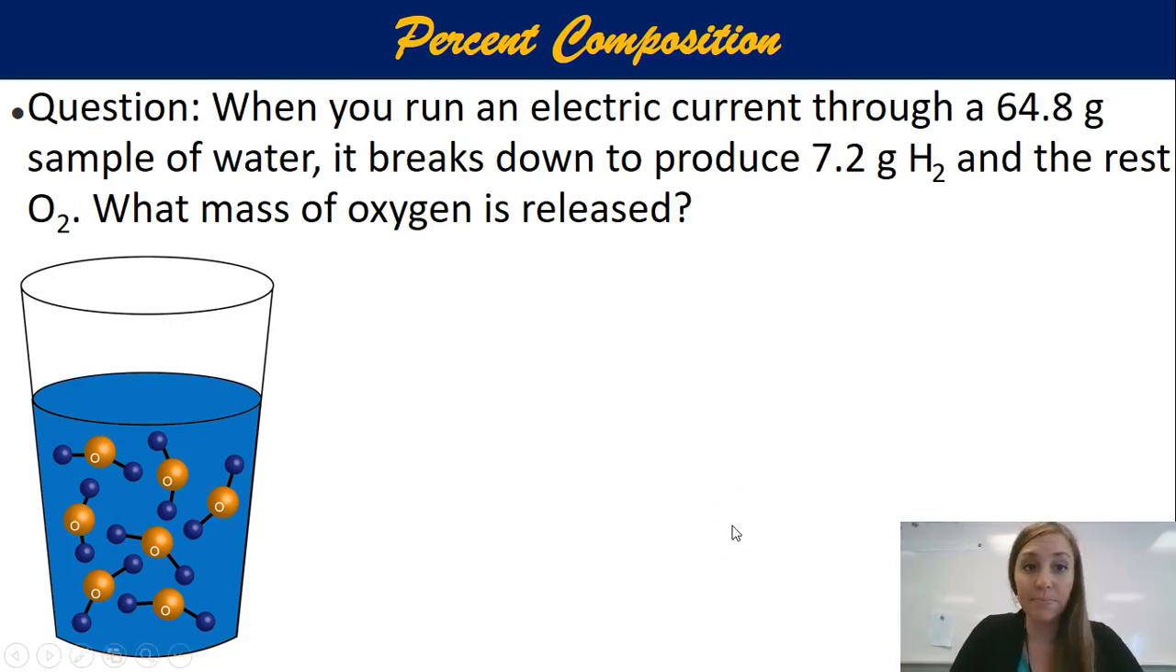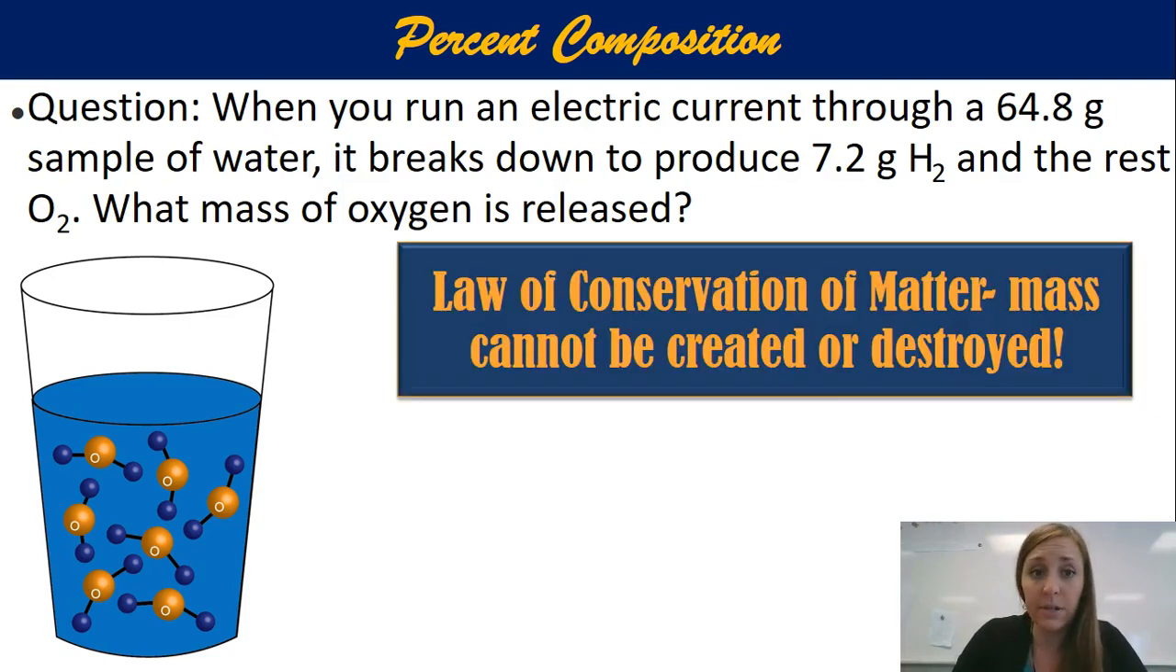So here's a sample problem. When you run an electric current, which I don't recommend doing, by the way, through 64.8 grams of water, it breaks down and it makes 7.2 grams of hydrogen and the rest oxygen. So what mass of oxygen is released? To answer this question, you need to know a very important principle, and that's the law of conservation of mass.